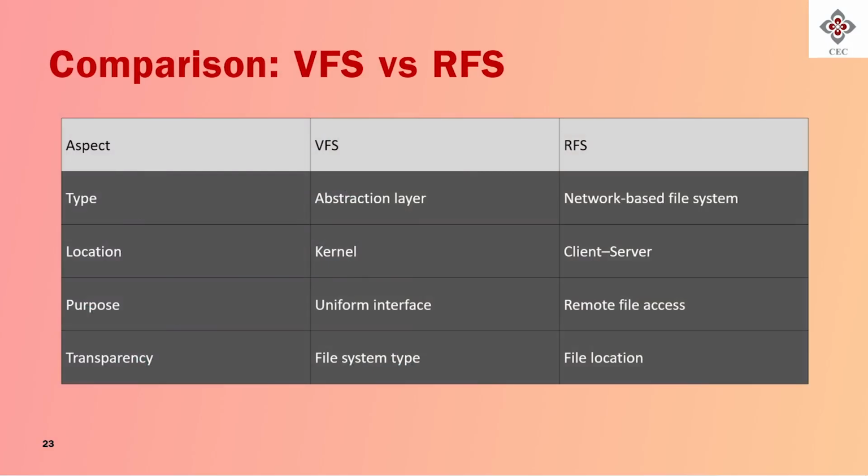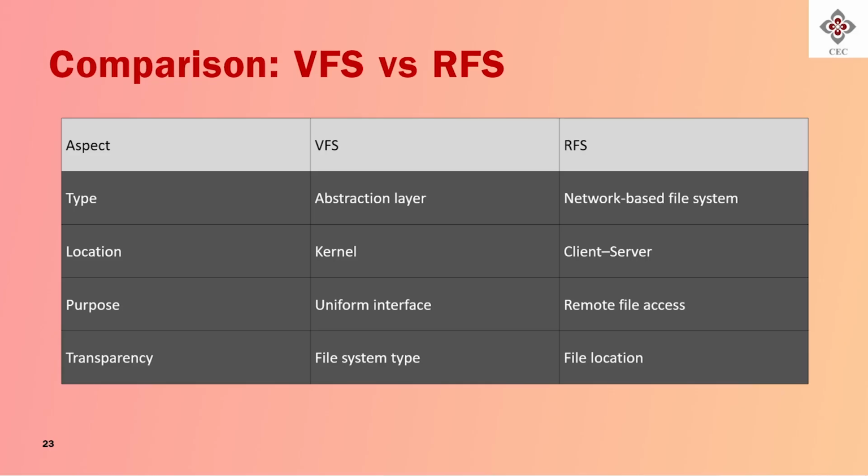If you want to compare exactly the VFS and RFS in terms of various aspects like type, location, purpose and transparency: in terms of type, the VFS is an abstraction layer which hides the file system from the user application, whereas RFS, the remote file system, is a network-based file system which also acts as an abstraction between the actual device located on the network and the client. For location, the virtual file system operates in the kernel, whereas the remote file system operates on a client-server basis in the network.